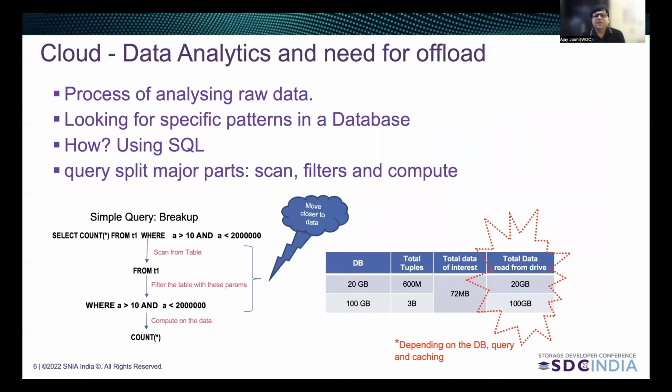Where does the need for the compute to move closer to the data come in? It's most of the time in data analytics kind of requirement, where all this would be needed. What is data analytics? Data analytics is a process of analyzing raw data. So what we're looking at in data analytics are specific patterns in a database. For example, looking for a date of birth or a ship date would be one of those use cases.